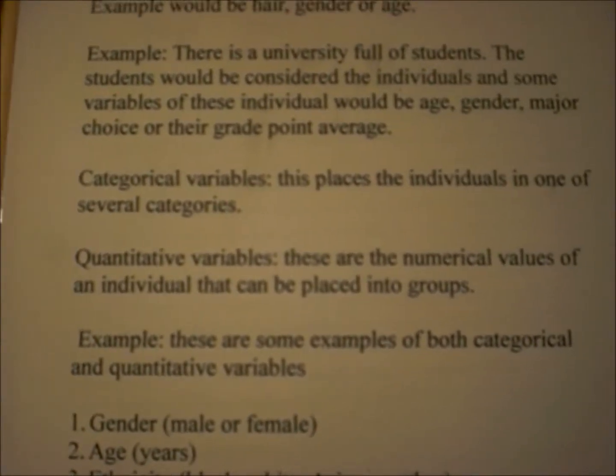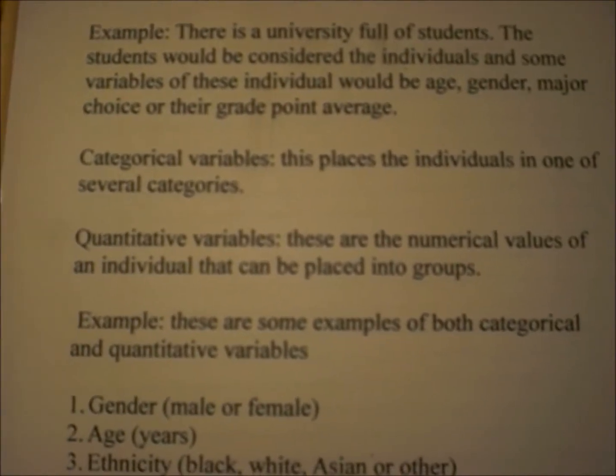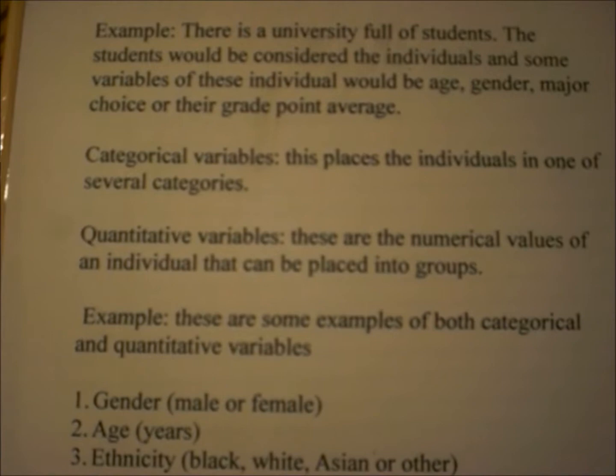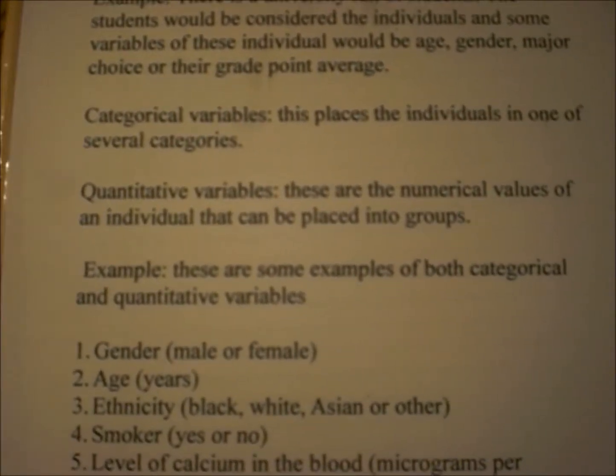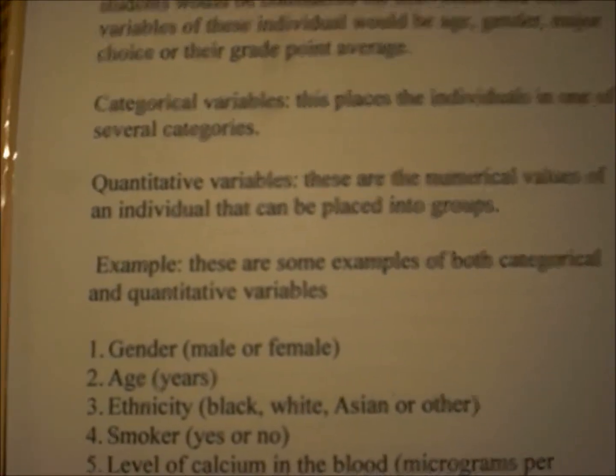A categorical variable places the individuals in one of several categories, whereas quantitative variables are the numerical values of an individual that can be placed into groups. Here are some examples of categorical and quantitative variables.